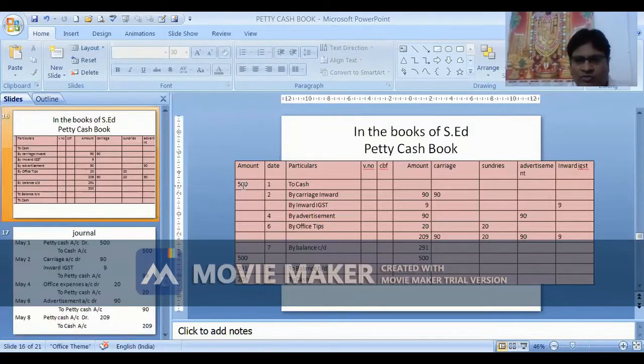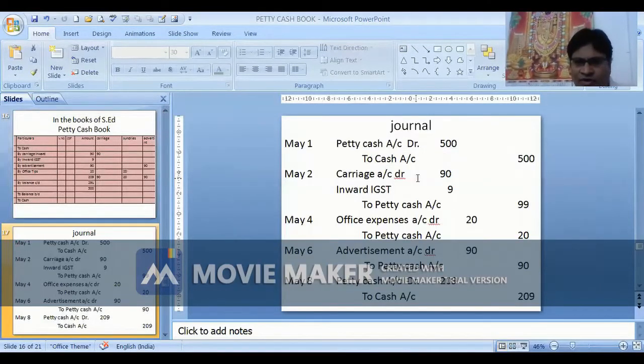The first one, we received the cash. So to cash 500. Then we have paid the carriage inward. So carriage inward account debit to cash. Carriage inward account debit, as well as there was an IGST, inward IGST, that is 10% of 90 rupees, which is 9, to petty cash. That we will be putting in the petty cash book even.